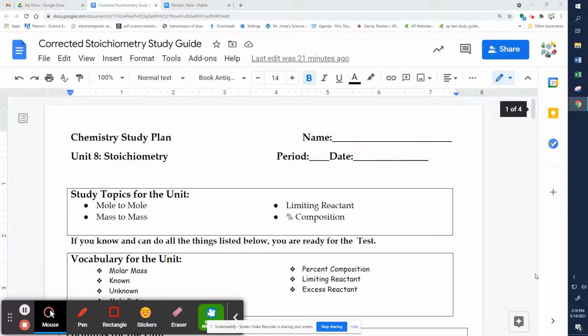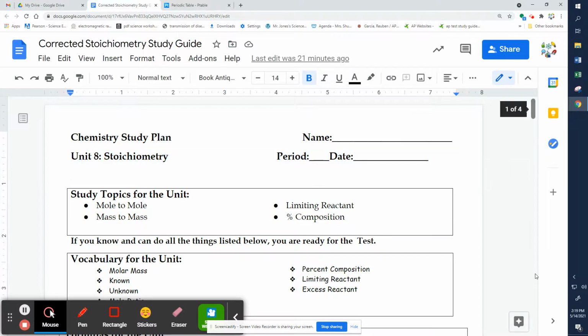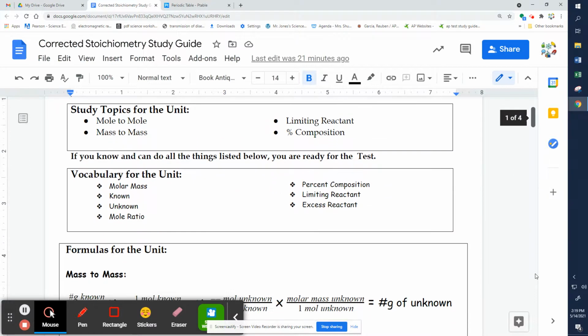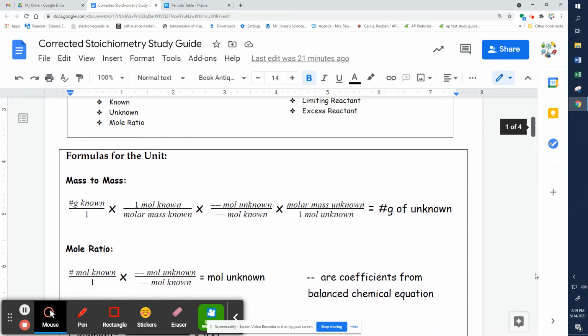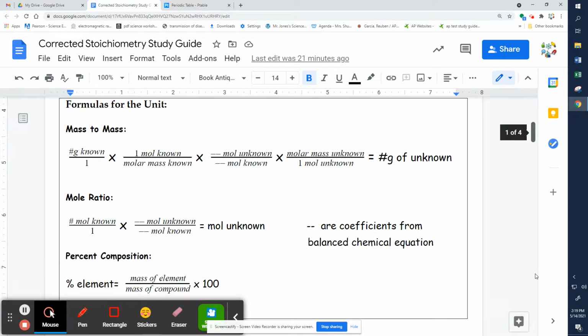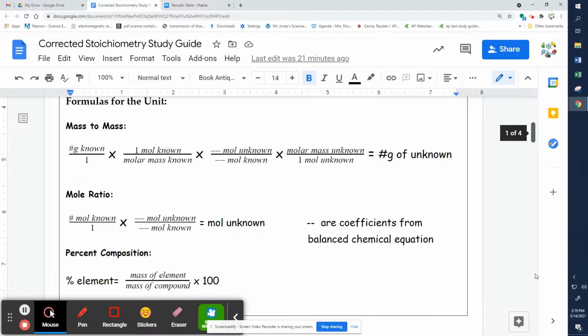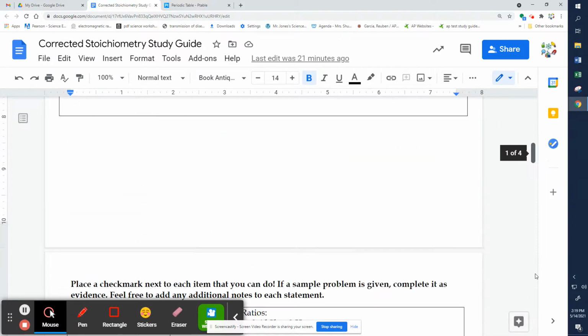If you don't already have it out, go ahead and get out a periodic table and a calculator. So, we have four study topics for this unit: mole to mole, mass to mass, limiting reactant, and percent composition. Right there is all the vocabulary that you need to know. Here are the formulas for the unit. Make sure you write those down if you are one of my remote students. If you are in person, they will be on the test that you are given.